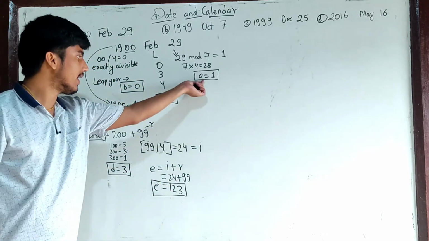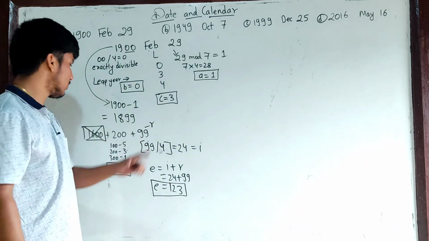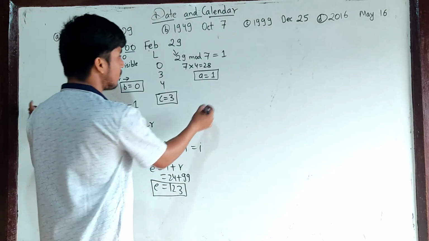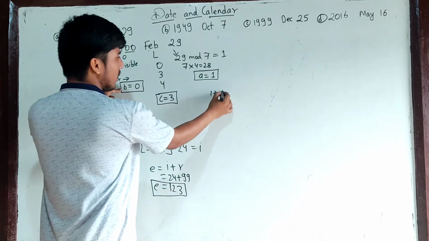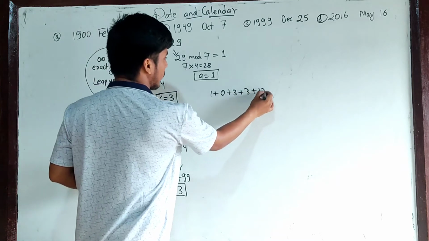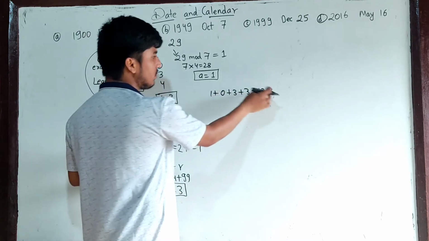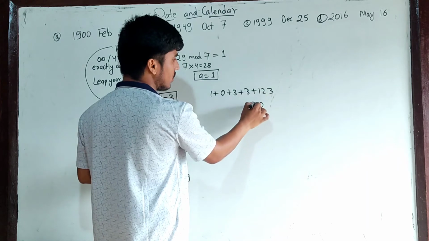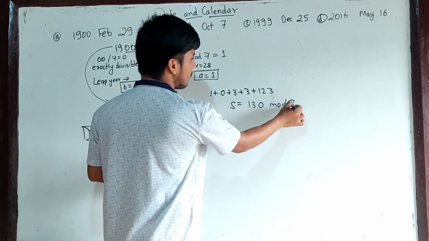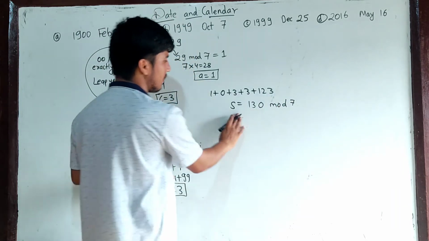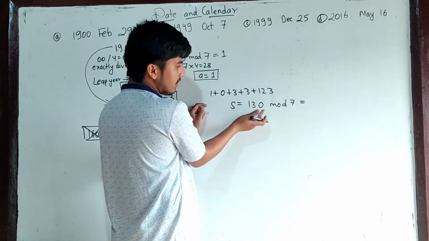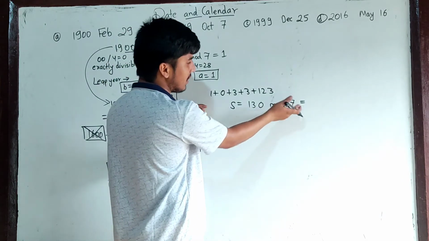We have got all the codes. A is equal to 1, B is equal to 0, C is equal to 3, D is equal to 3, and E is equal to 123. So let's add them up. 1 plus 0 plus 3 plus 3 plus 123 gives 130. 130 is our sum. Now we need to perform modular 7. If we perform modular 7, then we will have the remainder as an answer. So let's find out which number is the closest that is exactly divisible by 7.